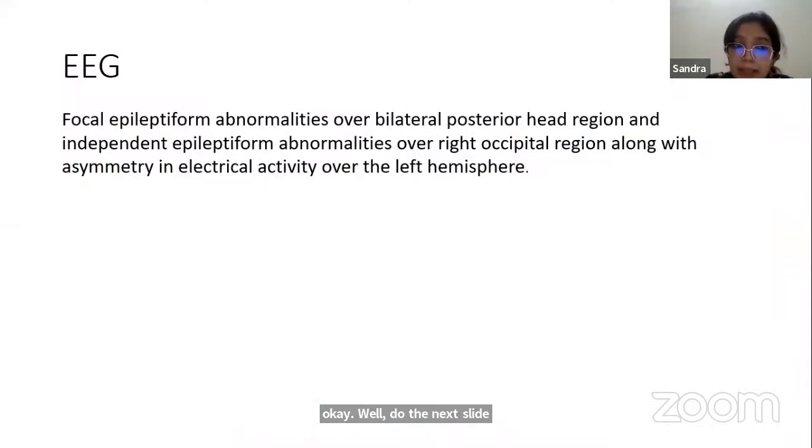EEG then showed focal epileptiform abnormalities over the bilateral posterior head region and independent epileptiform abnormalities over the right occipital region, along with asymmetry in electrical activity over the left hemisphere.